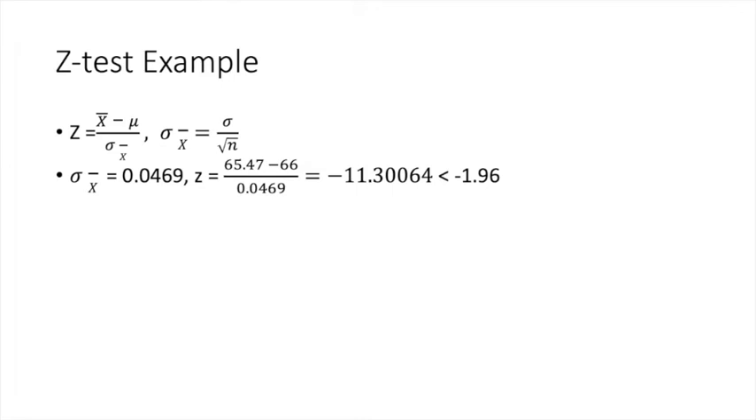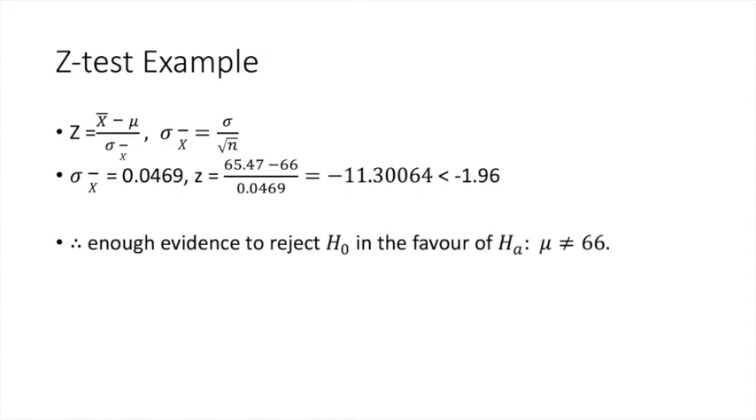Now since it is a two-sided test, we can consider either extreme value. And because we have generated a negative z-score, we compare it with the negative critical value of minus 1.96. The z-score beats the threshold easily. So there is enough evidence to reject the null hypothesis in favor of the alternative hypothesis.